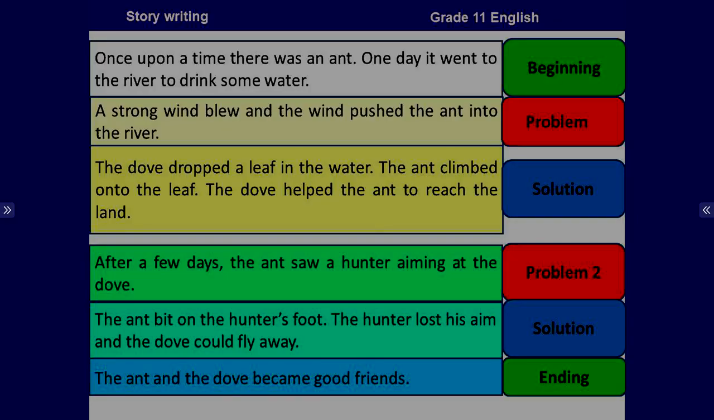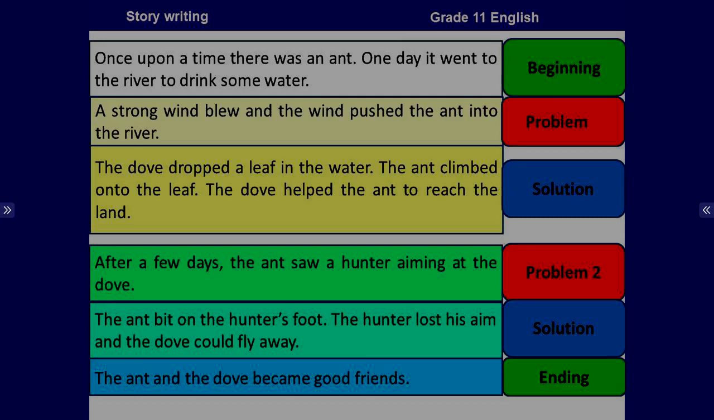So this is the beginning of the story. Once upon a time there was an ant. One day it went to the river to drink some water. So what is the problem? A strong wind blew and the wind pushed the ant into the river. Let's see the solution. The dove dropped a leaf in the water. The ant climbed onto the leaf. The dove helped the ant to reach the land.